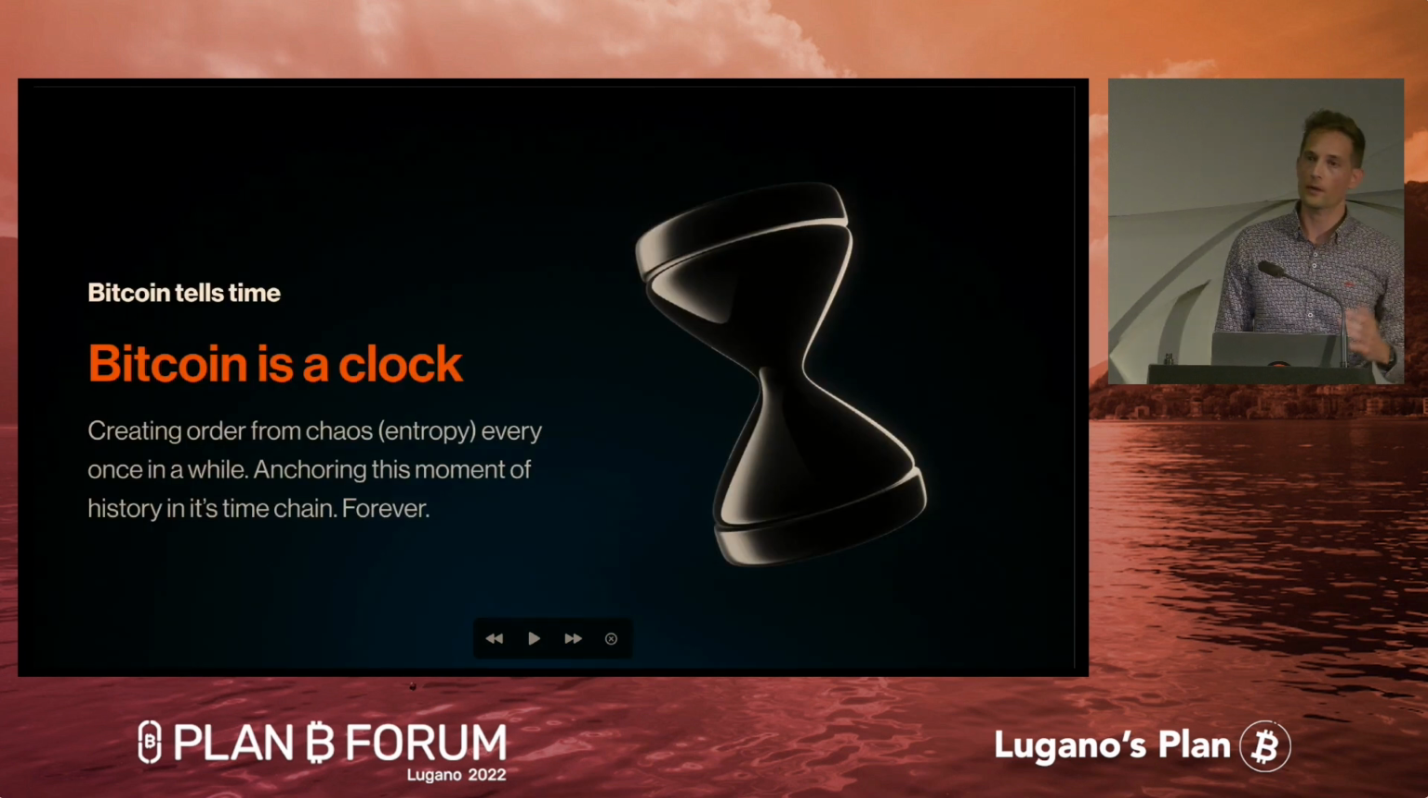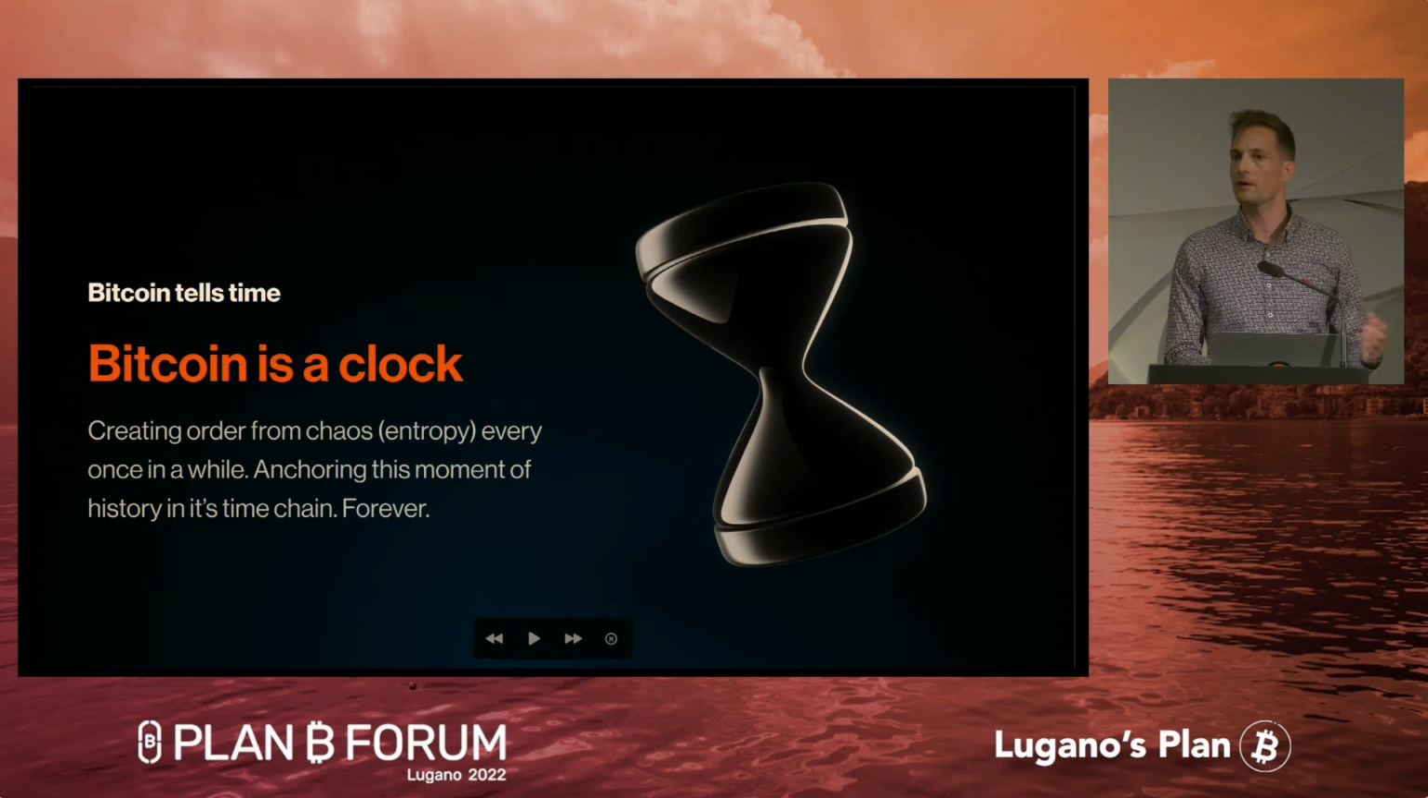Now, another way that Bitcoin measures things is not only value but also time. Bitcoin, in a way, is a clock. It creates order from chaos every 10 minutes or so when a new block is found by solving cryptographic puzzles. And it anchors this moment of time in the time chain, which is another word for blockchain. And that way we can create an immutable record of history.